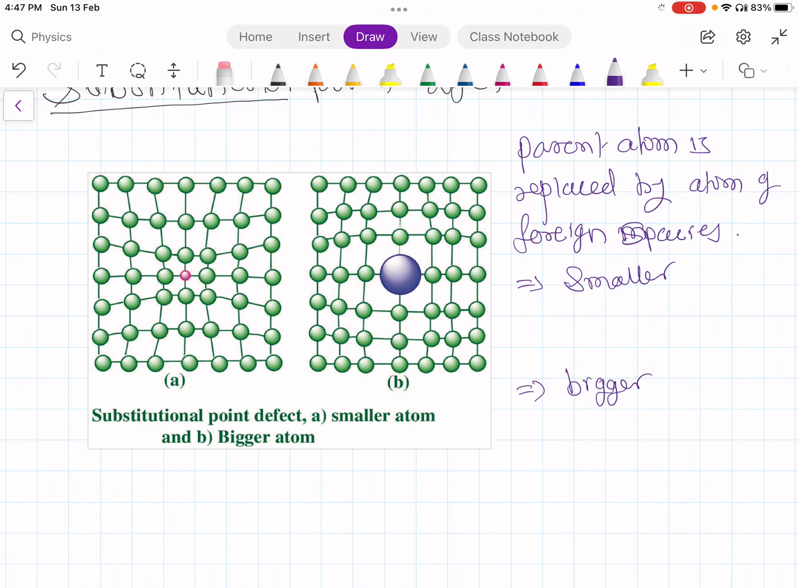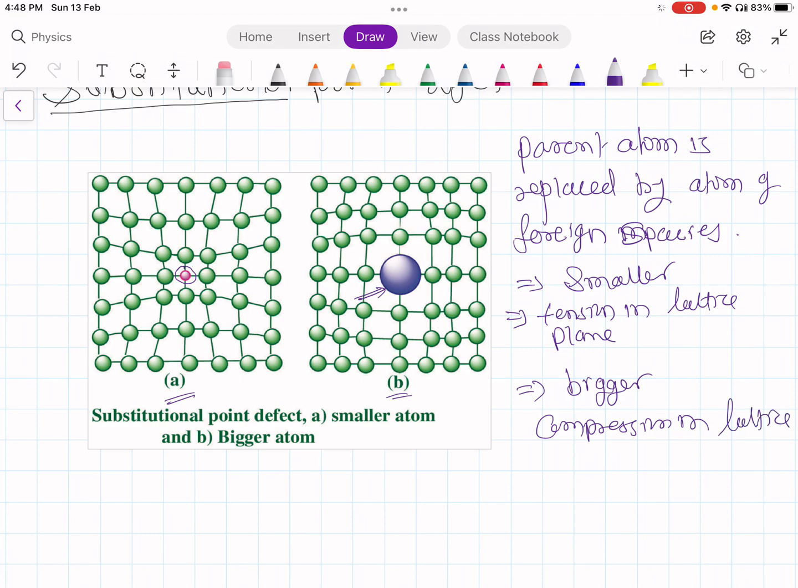Now, if it is smaller, as you can see in this diagram A, this atom is replaced by an atom of foreign species, but that atom is smaller. And when it is smaller, tension is produced in the lattice plane. But when this atom is bigger, as shown in diagram B, bigger compared to the atom of the parent material or parent crystal, it produces compression in the lattice plane. So that is the substitutional point defect.